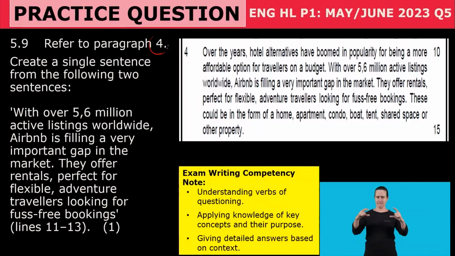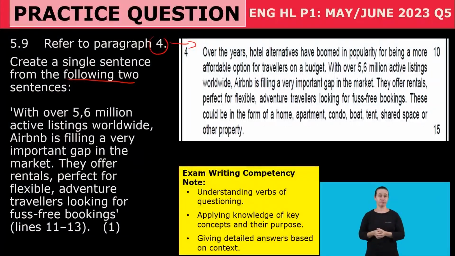Then question 5.9, refer to paragraph 4. You can see we have paragraph 4 over here. Create a single sentence from the following two sentences. So we're joining sentences. Make sure you do this carefully, and before you write your final answer, make sure it makes sense. The two sentences we have to join: with over 5.6 million active listings worldwide, Airbnb is filling a very important gap in the market. So there's the end of the first sentence. They offer rentals perfect for flexible adventure travelers looking for fuss-free bookings.